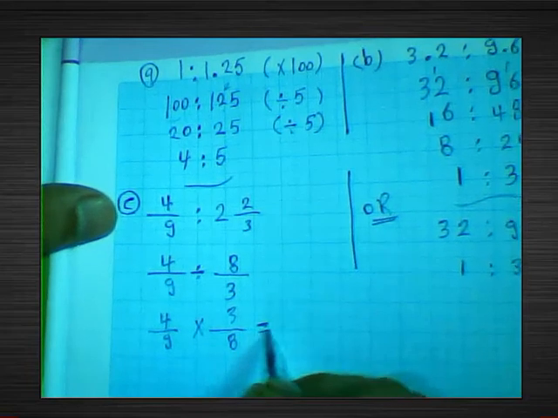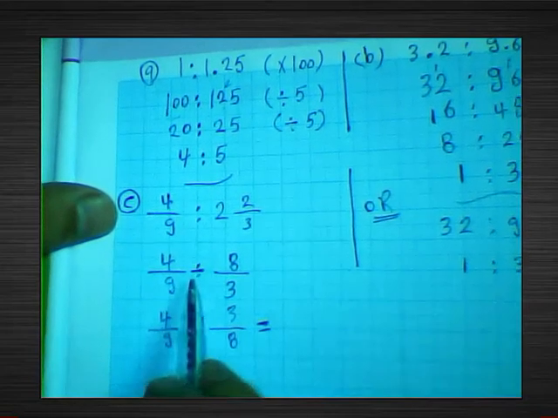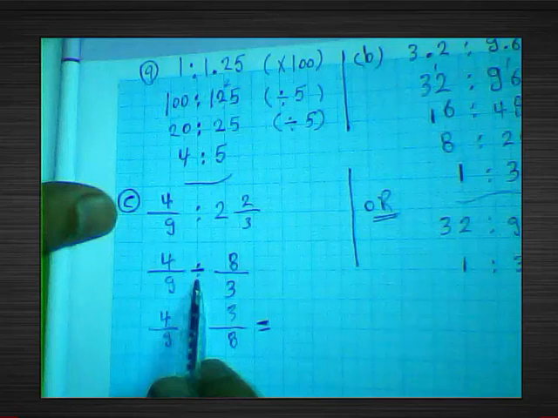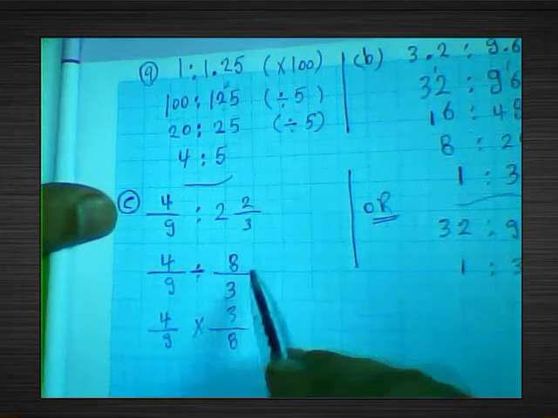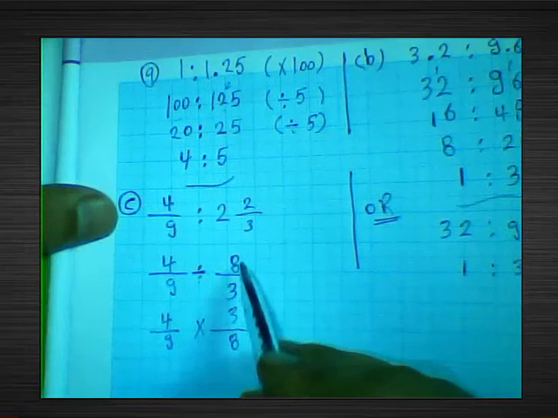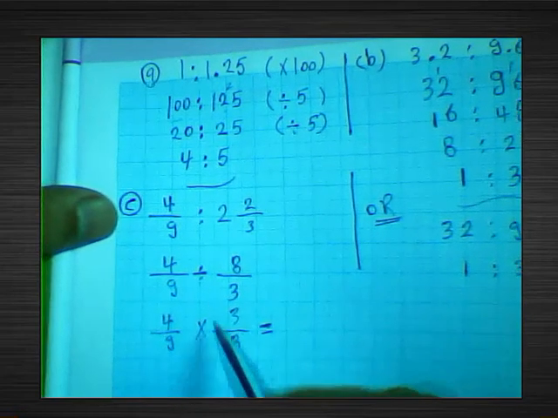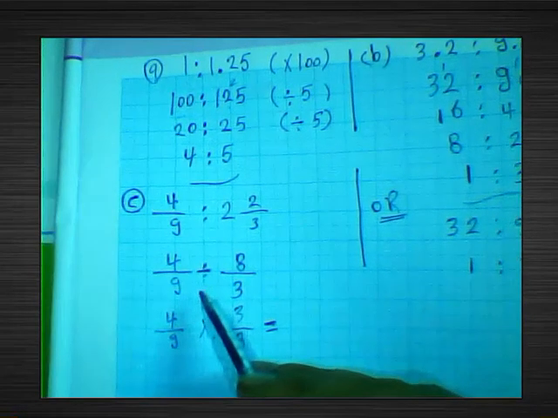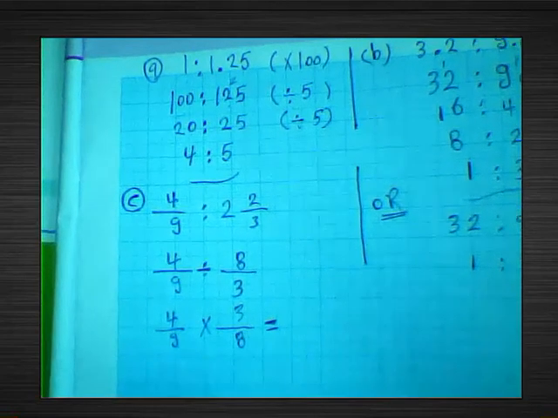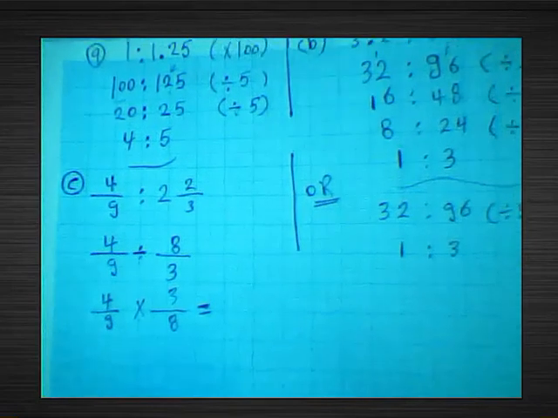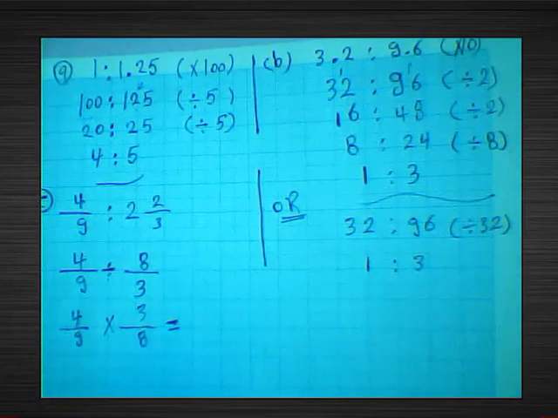Okay, we do this. Divide, convert to multiplication, and invert the second fraction here. 8/3 becomes 3/8, because we convert from divide to multiply. So another step, we can simplify it. Who can simplify it with me?